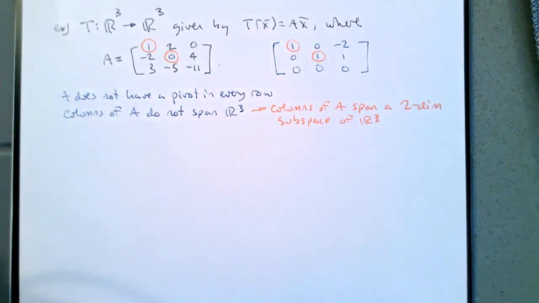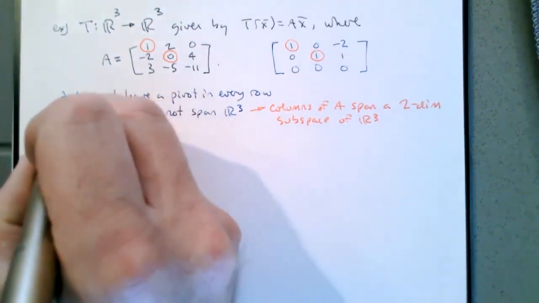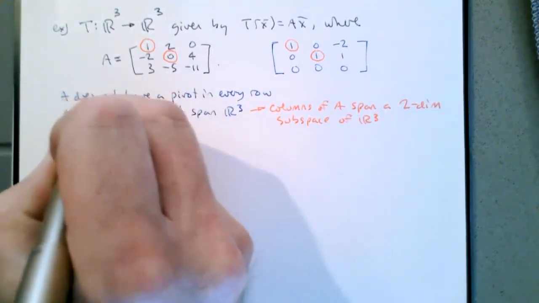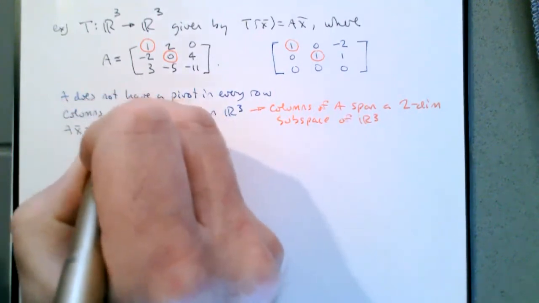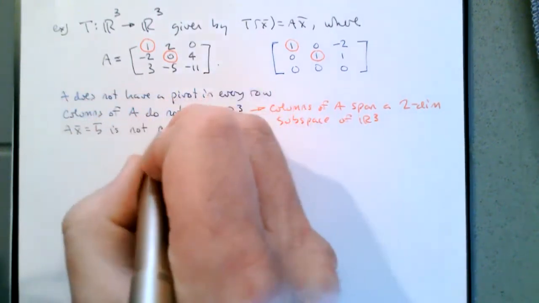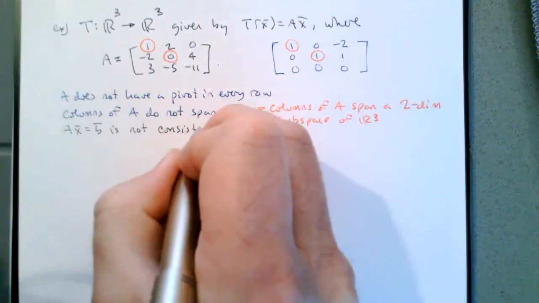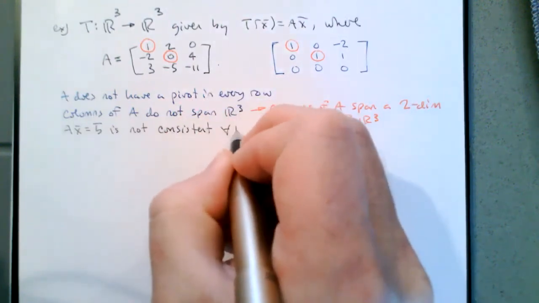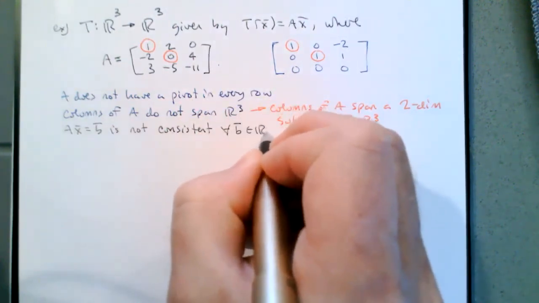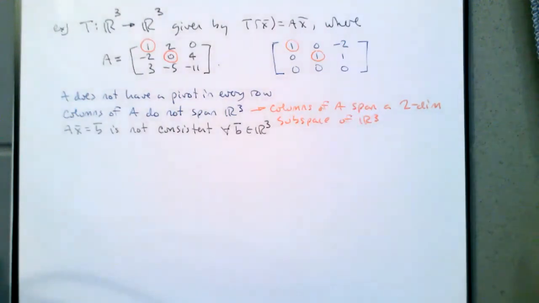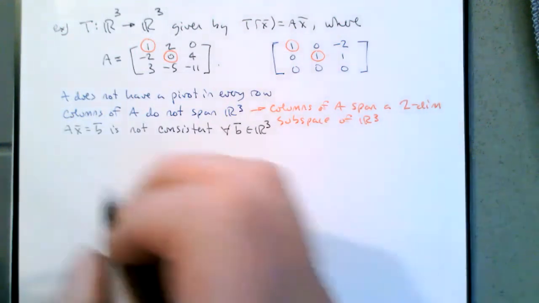We can also talk about the equation. The equation AX equals B is not consistent for all B in R3. The upside down A is an abbreviation for all. Or we could say AX equals B is inconsistent for some B in R3.